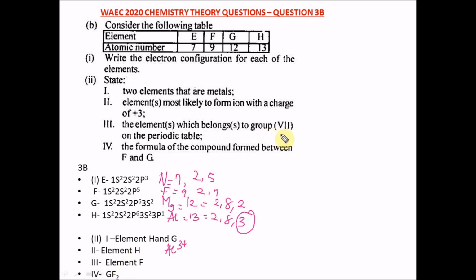Part I says which one belongs to group 7? The answer is element F. You can see here 2, 7. Fluorine belongs to group 7, the halogens. The number of electrons in the outermost shell determines its group. Then part IV says the formula of the compound formed between F and G. That's fluorine and magnesium, so you get GF2. That's the formula of the compound that will be formed. So that's for question 3b.